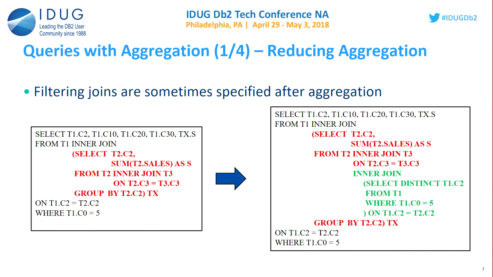What we want to do here is very similar to the previous scenario with outer join, where we are using a semi-join to reduce the size of this subquery. So we can take the distinct values of the join column of T1, apply whatever local predicates are there, and reduce the size of what we are computing as the aggregation.